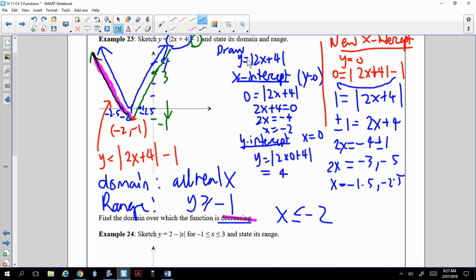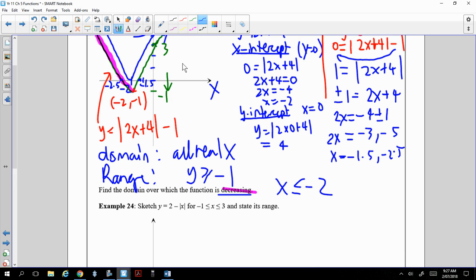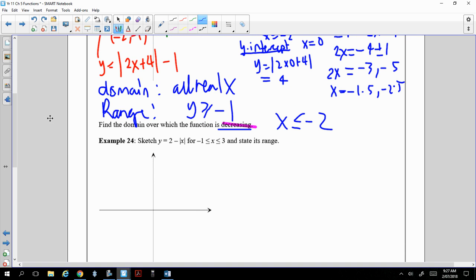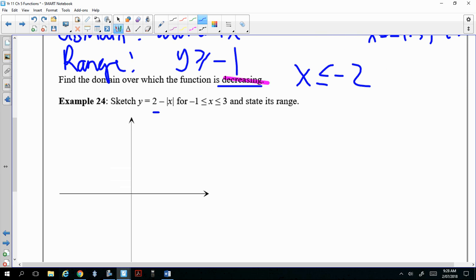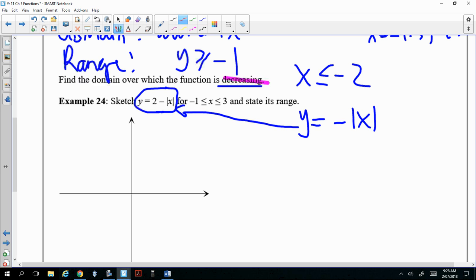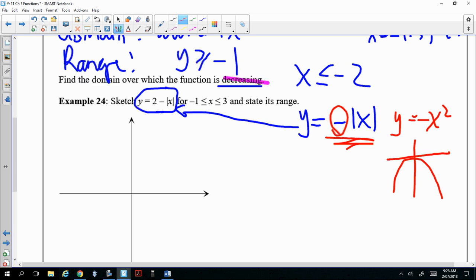All right, let's try the next one. Again, we'll break the function into parts. Now, to draw 2 minus absolute value X, we first have to draw, what should we draw first? Draw negative absolute value X. What do you think the negative does to the graph? Well, think about what negative X squared looks like. It's concave down. So this will look the same. You will draw an upside down V.